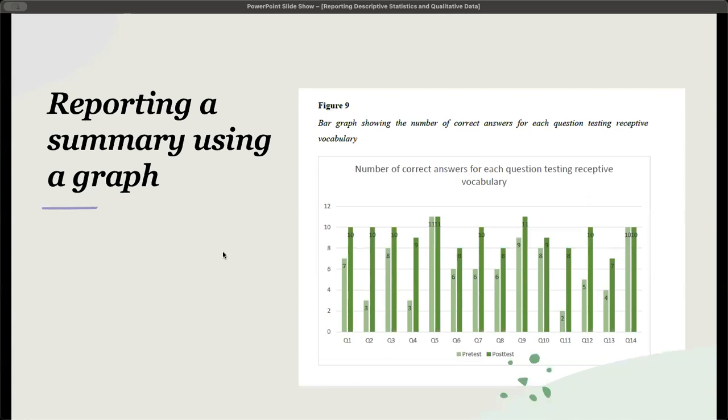Now, here's an example of a summary of the descriptive statistics. These are the correct answers for each of the questions. The pre-test responses are in the light green bars, and the post-test responses in the dark green bars. So without actually looking at a table, we can look at this graph and get an idea of how the participants did on each question from pre-test to post-test.